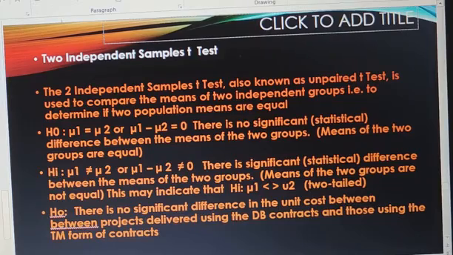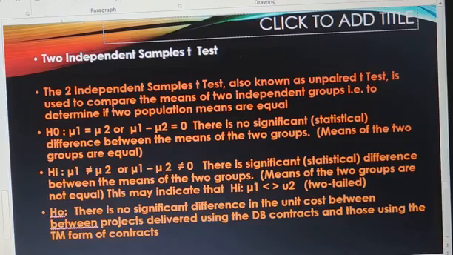H0: mu1 equals mu2, or mu1 minus mu2 equals 0. There is no significant statistical difference between the means of the two groups. Means of the two groups are equal. H1: mu1 is not equal to mu2, or mu1 minus mu2 is not equal to 0. There is a significant statistical difference between the means of the two groups. Means of the two groups are not equal.